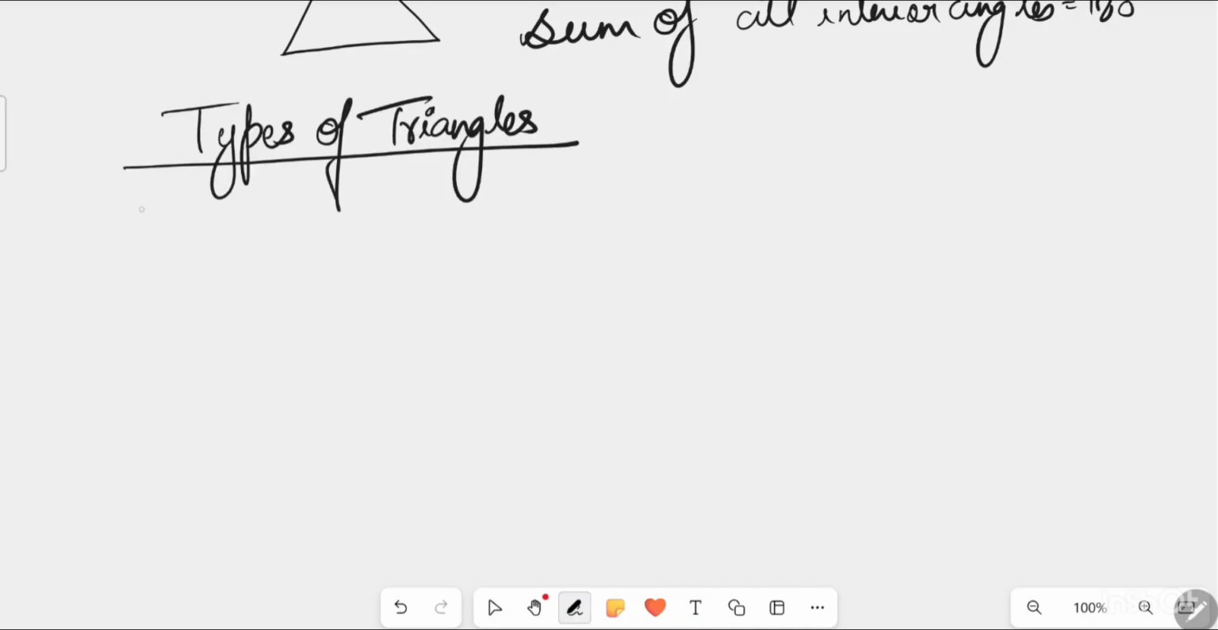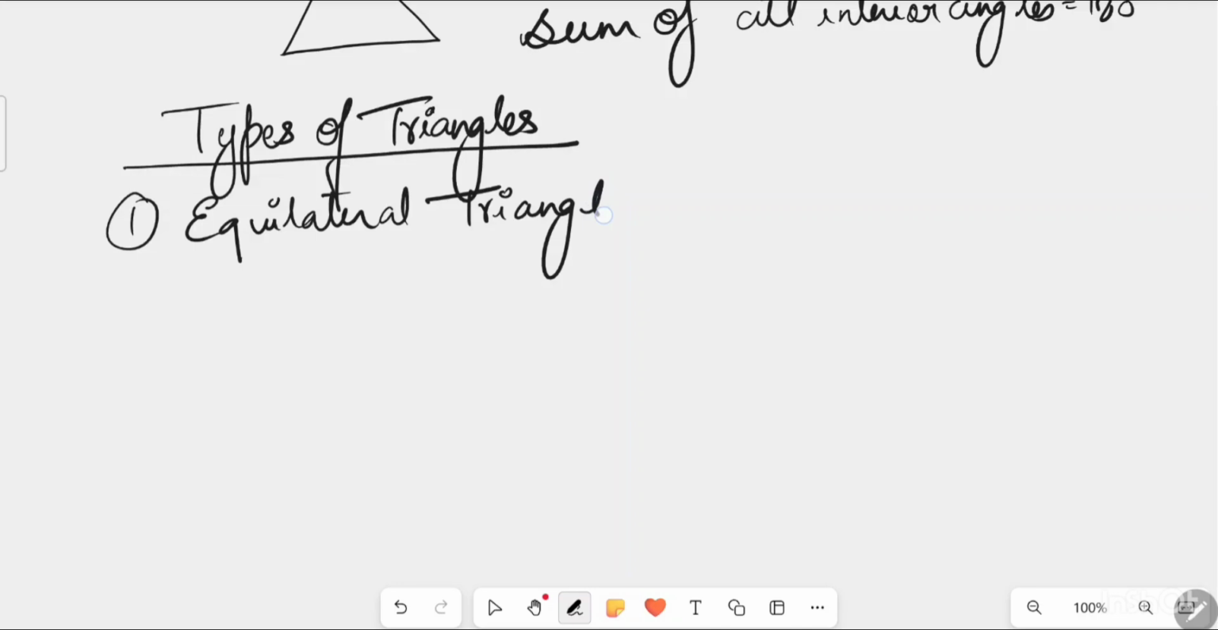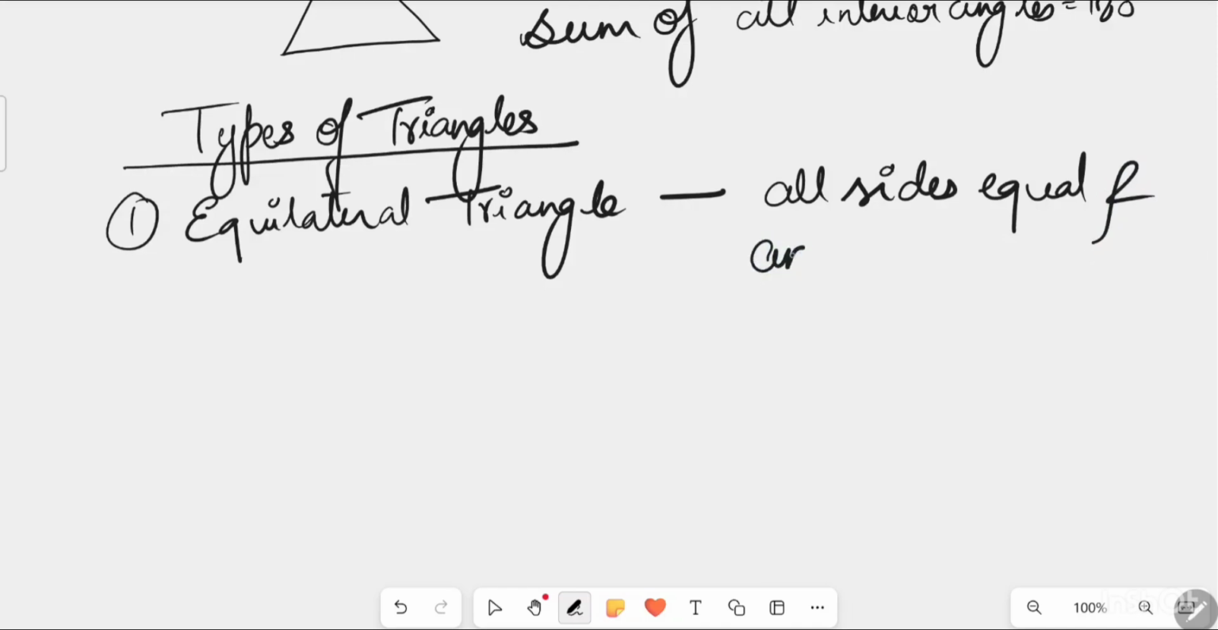Types of triangle. First is the equilateral triangle. In an equilateral triangle, all three sides are equal and all angles are 60 degrees.